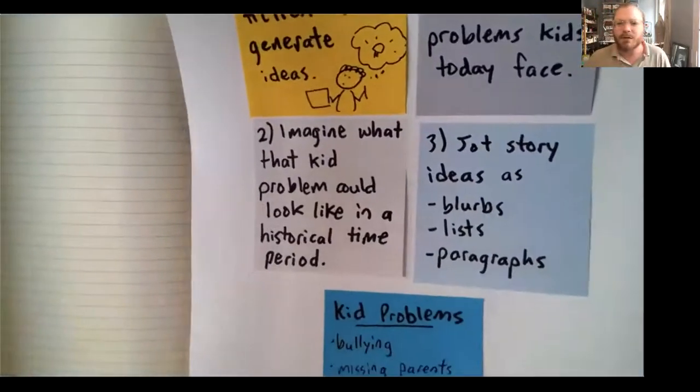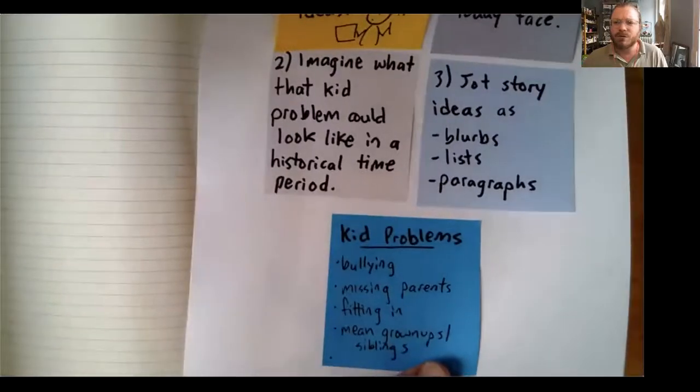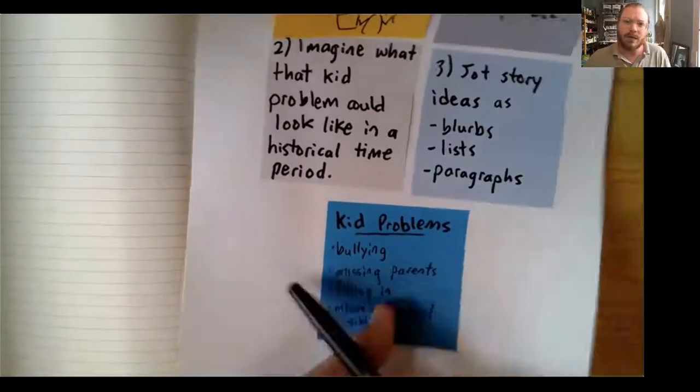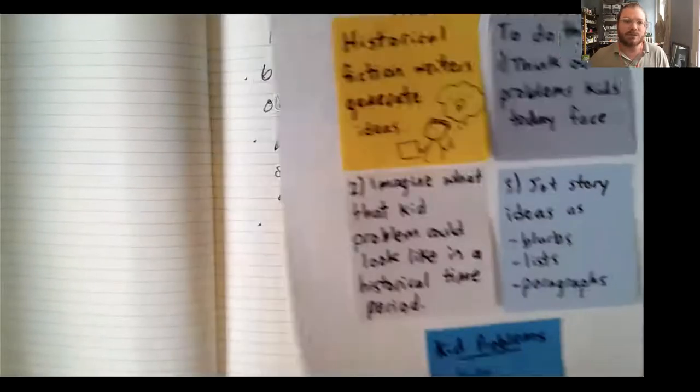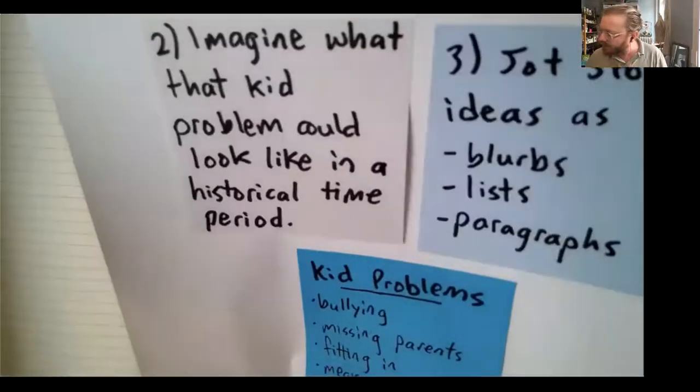Let's see, what's my problem list? Do you see what I'm doing here though? I am thinking of several story ideas and what they might look like, problems that kids today face, what they might look like in history. And I know the historical time period well, so it does come pretty quickly to me.